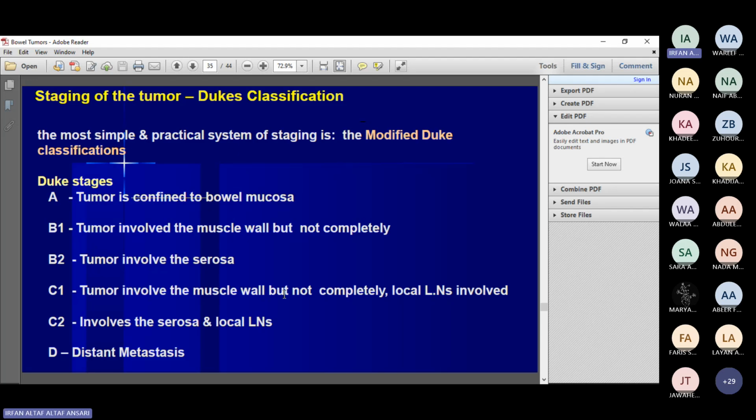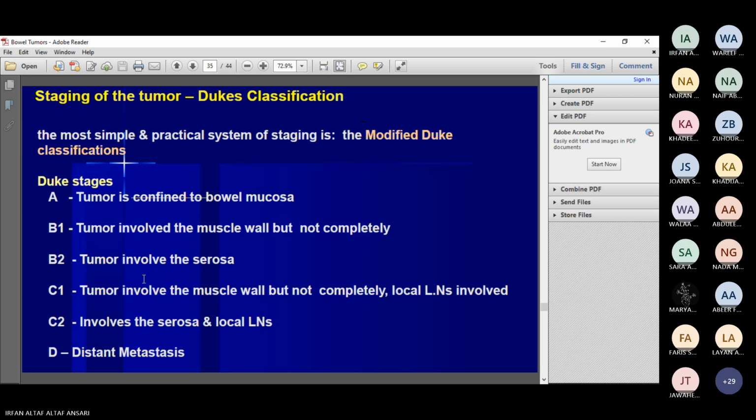Now coming to the staging of the tumor. We have two mechanisms of staging, the British or European Dukes and the American TNM staging. Okay. So let's go for the Dukes. Dukes stages are A, B1, B2, C1, C2, D. What do you mean by A? A is when the tumor is in the mucosa. B, the tumor involves the muscle wall but not completely. Okay, B1: it goes to the submucosa and the muscle, but not complete muscle involvement. B2: the tumor has passed the muscularis and come to the serosa.